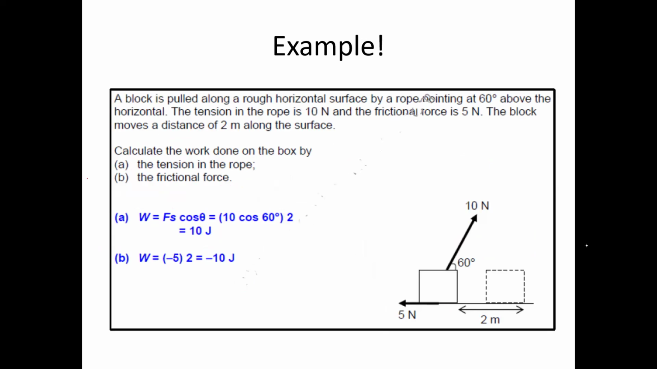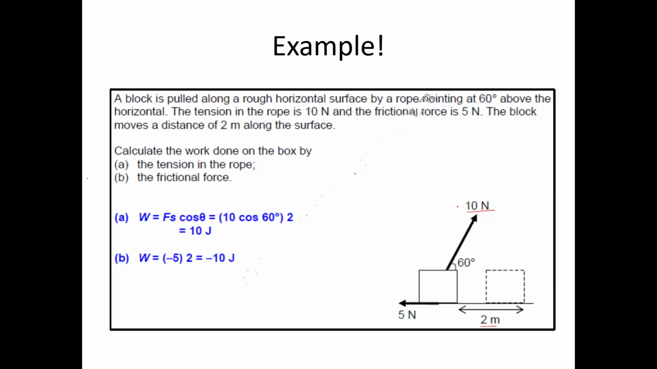discussed previously. There's a block which is pulled along a rough horizontal surface by a rope pointing at 60 degree above the horizontal, and the tension in the rope is 10 Newton and the frictional force is 5 Newton. The block moves a distance of 2 meter along the surface. So a distance moved or covered is 2 meter. Question says calculate the work done on the box by the tension in the rope.